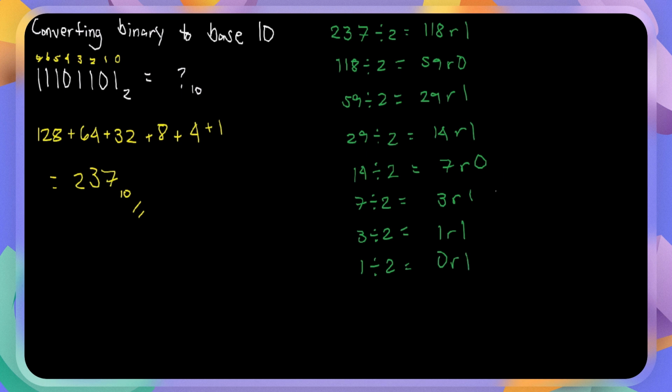Now let's line these up. So we have our 1 here. So 1, another 1, 1, another 1, 1, 0, then 1, 1, then 0, 1. And as you can see, this is the same as this. 1, 1, 1, 0, 1, 1, 0, 1. So that means our answer of 237 is correct.